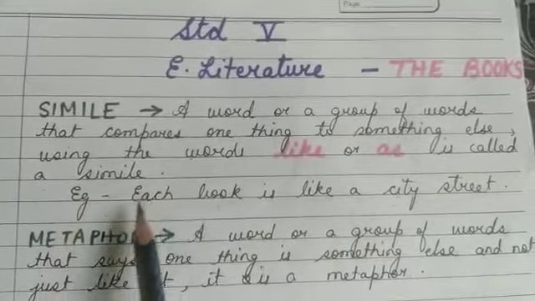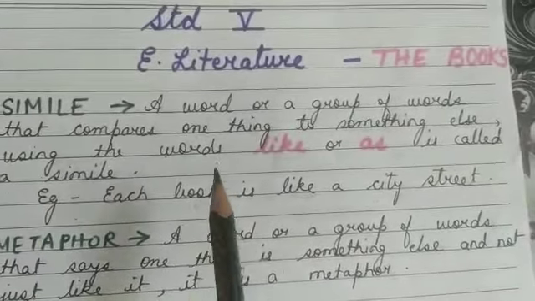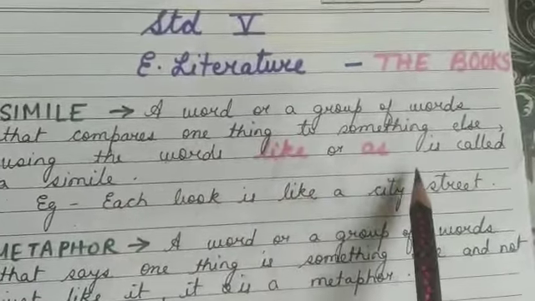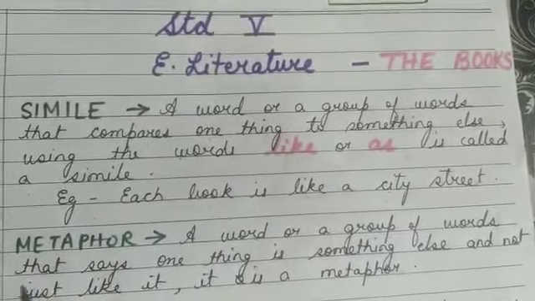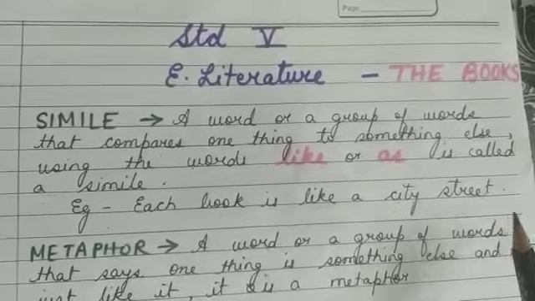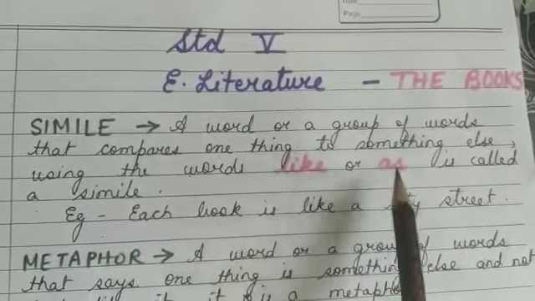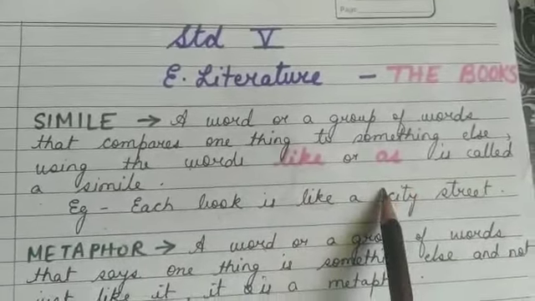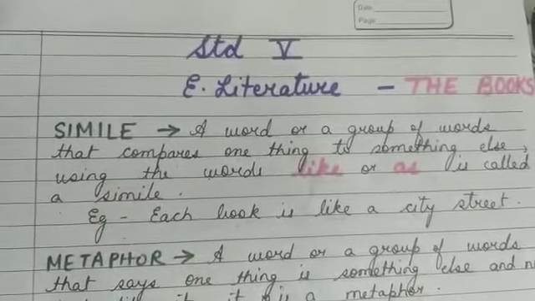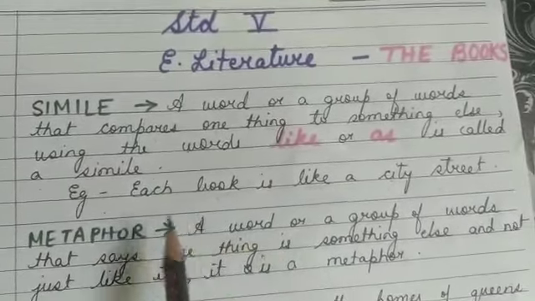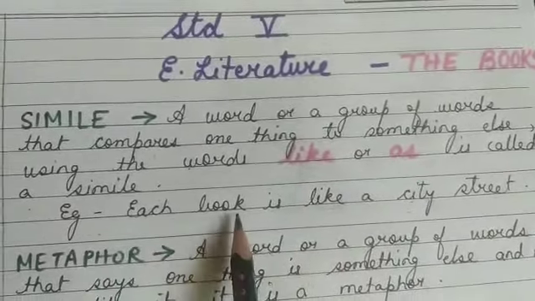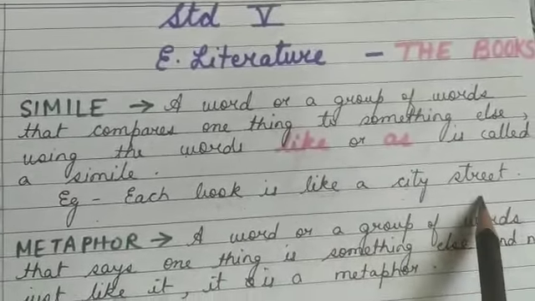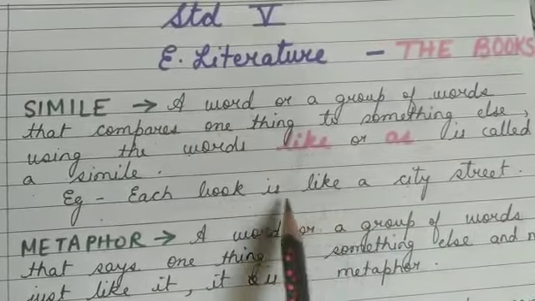is called a simile. Means it's either a word or a group of words which is used to compare one thing to something else, and we are using the word like or as to compare it. Then it's called a simile. For example, each book is like a city street. Here each book is compared to a city street and we have used the word like.